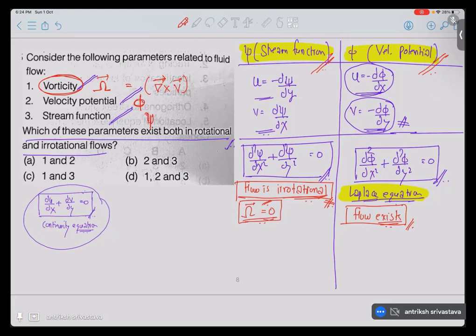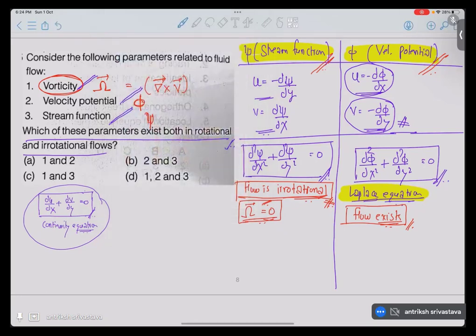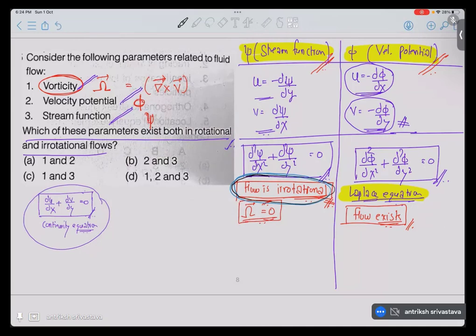Okay, and only in this case. Here's one more point. It may be too much information, but try to remember this. Only when the flow is irrotational, that is only when your vorticity is 0, does your velocity potential exist.